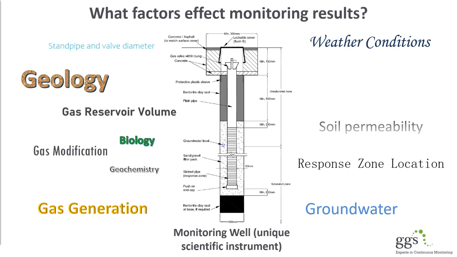The data that we get really comes from the response zone and shouldn't come from anywhere else if it's a well-installed well. So think about the data in terms of where that response zone sits. Quite importantly, make sure that we have a good seal at the top, because we see a lot of installed wells in the UK where atmospheric air is getting into the wells, which reduces your confidence that the data set you're getting is representative or worst case of ground gas conditions.